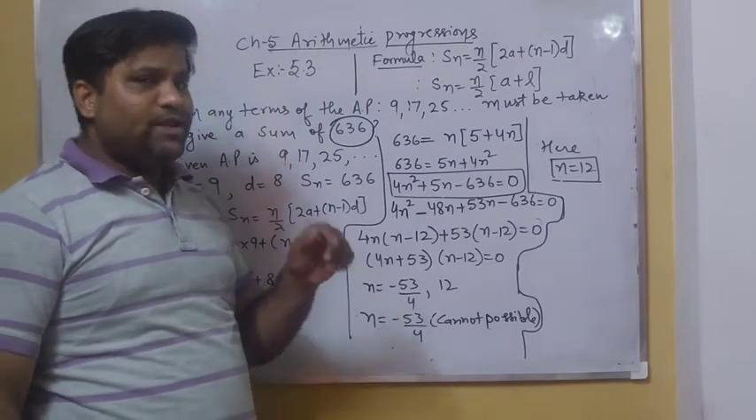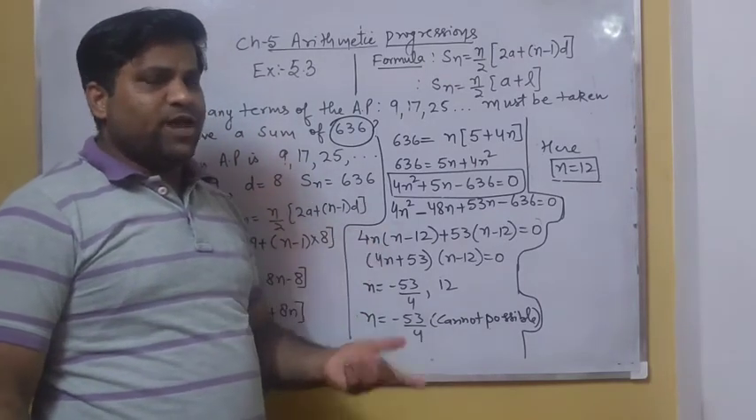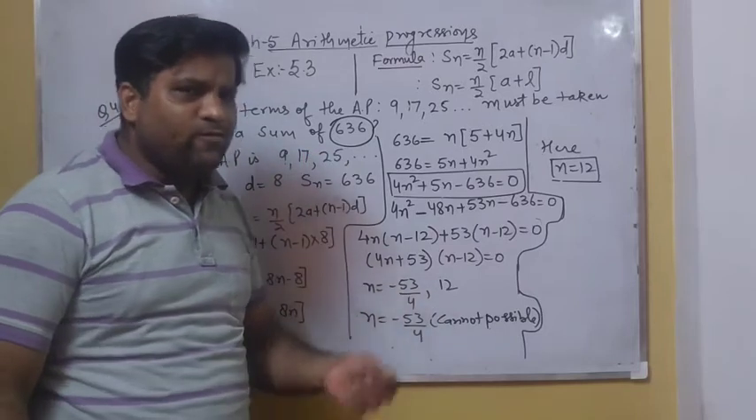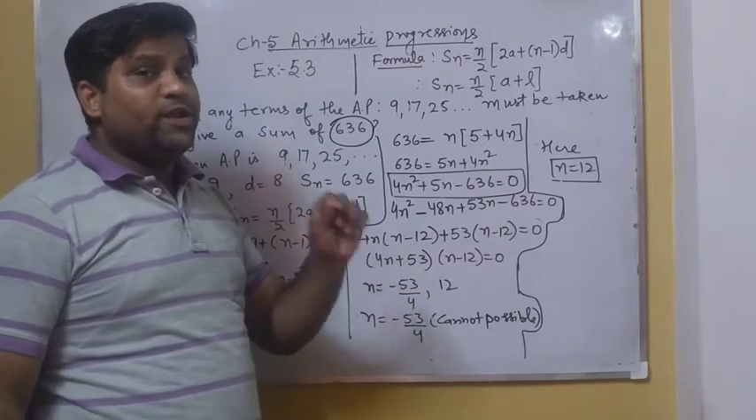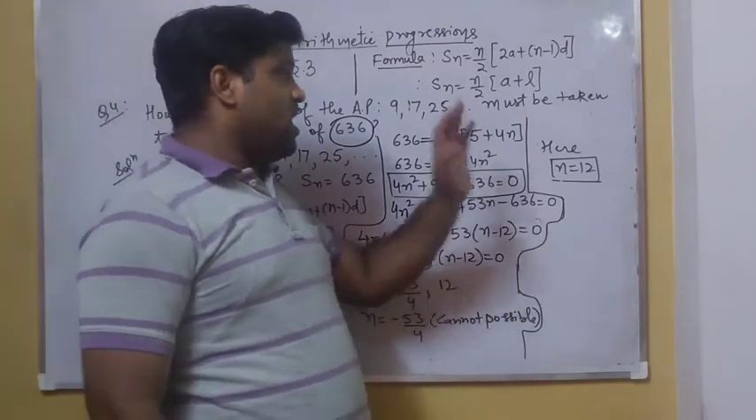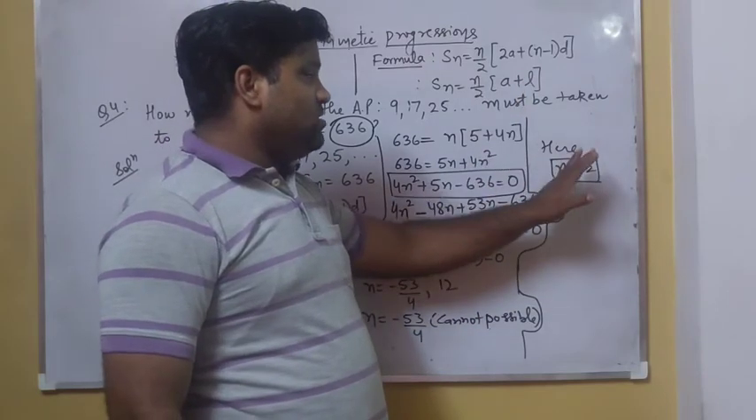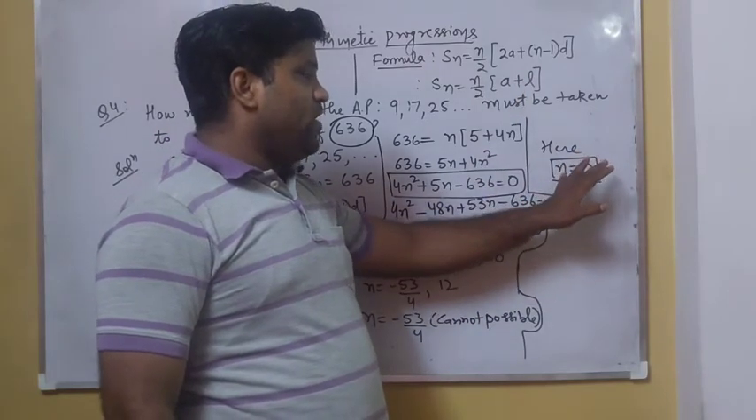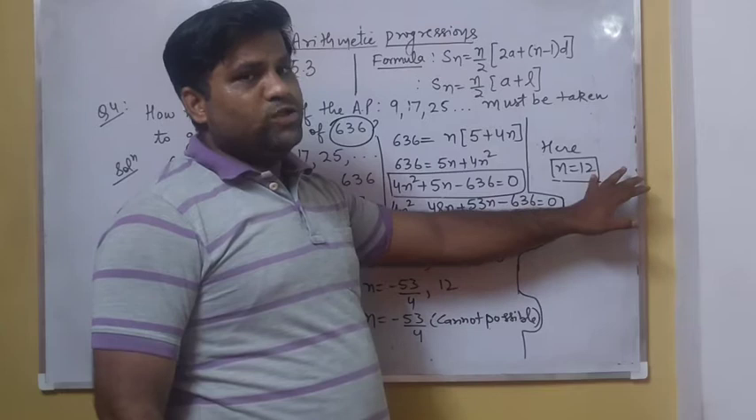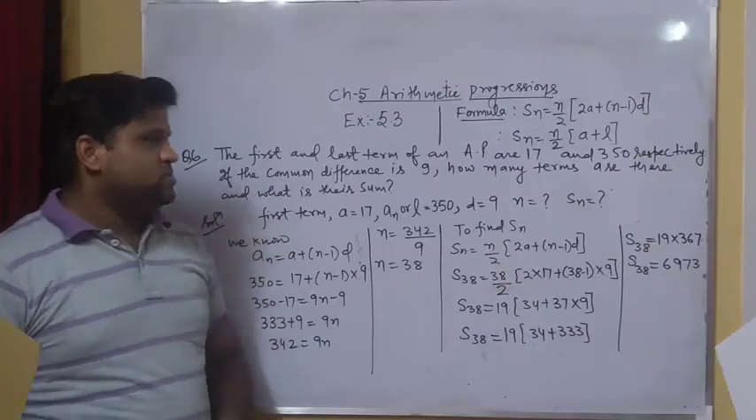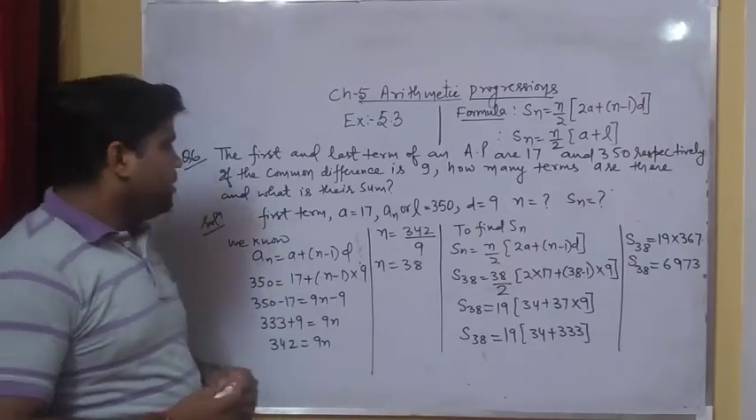because n cannot be negative or a fraction; it should be an integer. So our answer is that we can take only the value of n equal to 12, which is the required answer for question number 4 of exercise 5.3.